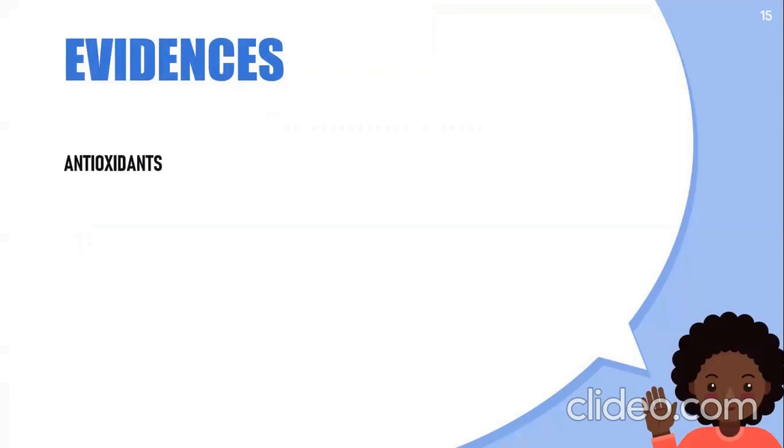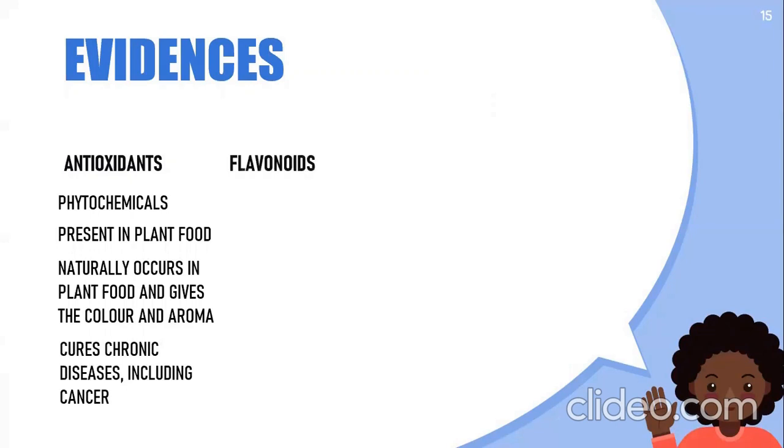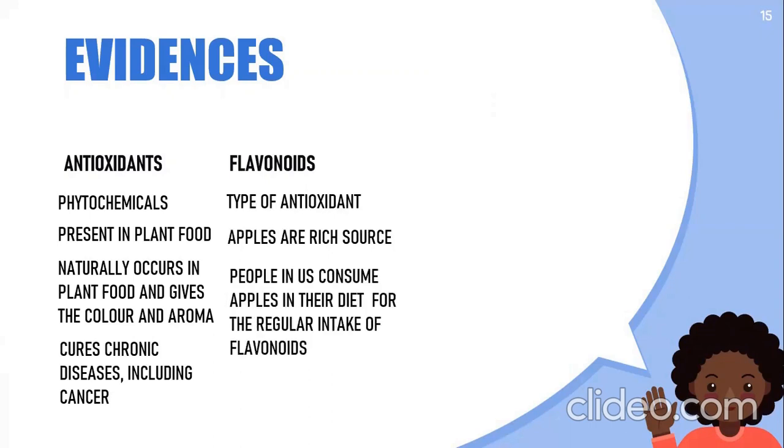Now I need to know which antioxidant is present in apples. Here I have an antioxidant called phytochemicals, which is present in plant food. It occurs naturally in plant food, gives the color and aroma to the particular fruit, and helps cure chronic diseases including cancer. Then we have another antioxidant that is present in apples, called flavonoids. Apples are a rich source of flavonoids, and in fact, research has shown that people in the US and Europe consume apples in their diet for regular intake of flavonoids, and flavonoid content is higher in the peel of the apple.